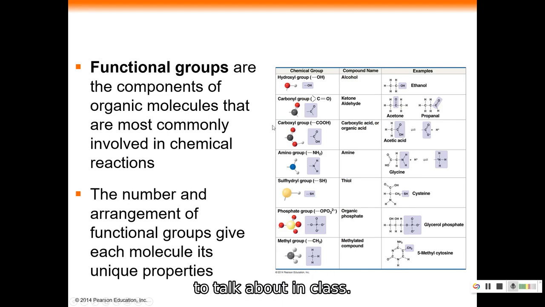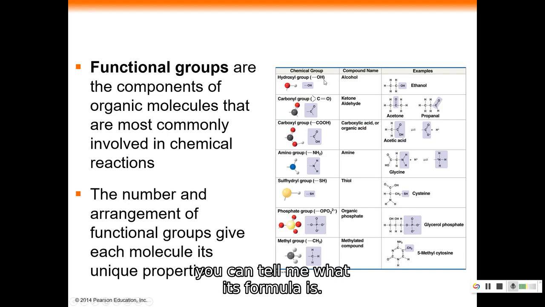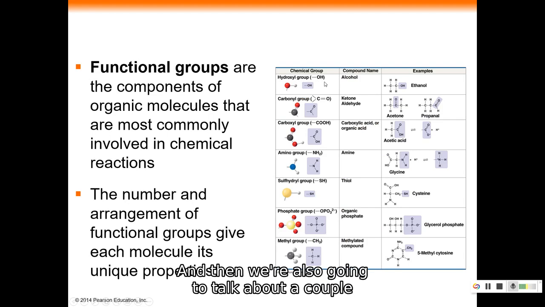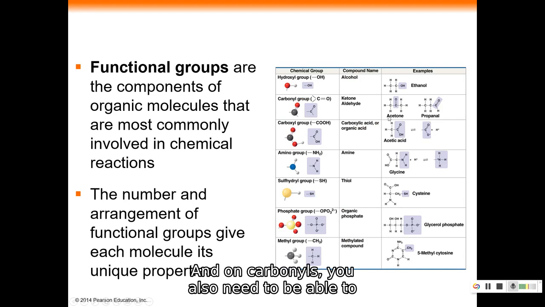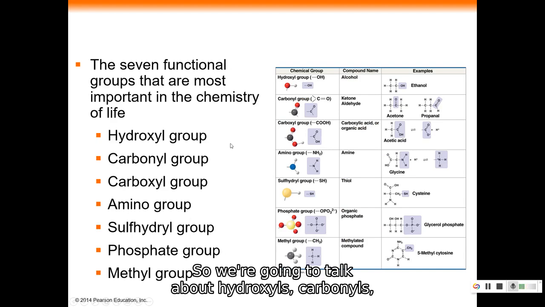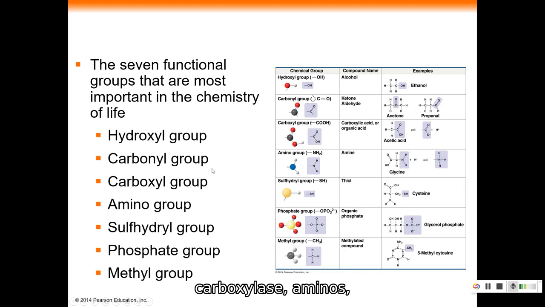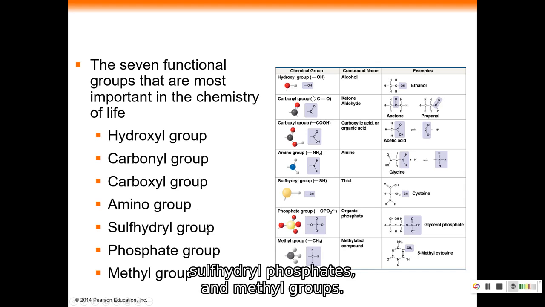The functional groups we're going to talk about in class, you need to be able to, if I give you a name, tell me what its formula is. And then we're also going to talk about a couple of different properties of it. And on carbonyls, you also need to be able to differentiate them into these 2 different types of carbonyls. So we're going to talk about hydroxyls, carbonyls, carboxyls, aminos, sulfhydryls, phosphates, and methyl groups.